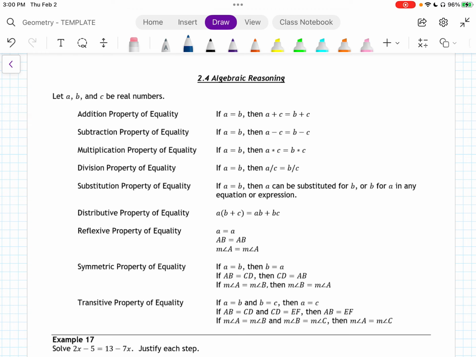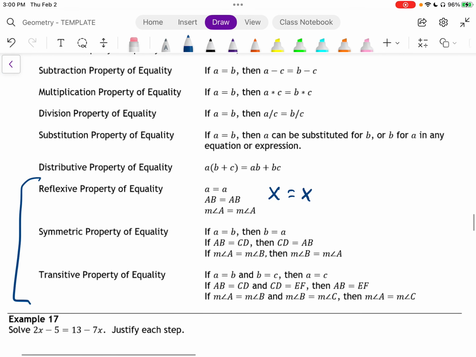Some that might be a little bit new or might be difficult to remember are these three down here. The reflexive property. Reflexive property tells us that something is equal to itself, right? And I always joke that these are like big philosophical ideas, x equals x. Whoa, that's crazy. I mean, it's obvious, but it's the reflexive property.